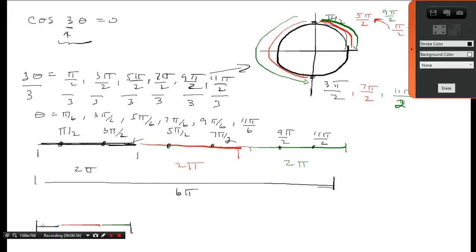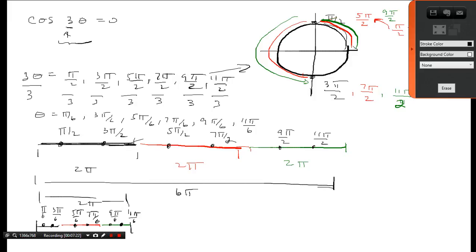So that means here and here, this is pi over 6, 3 pi over 6. Here and here is 5 pi over 6 and 7 pi over 6. Here is 9 pi over 6, and last but not least, 11 pi over 6. And notice it's all within 2 pi. Okay, and that's the big key here.